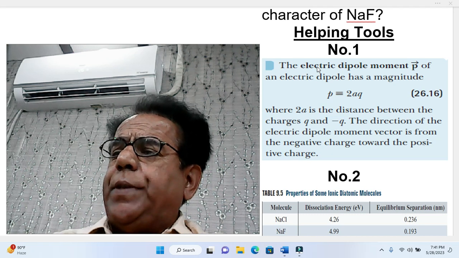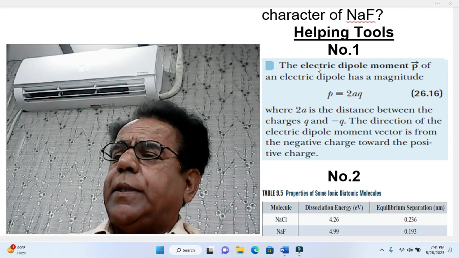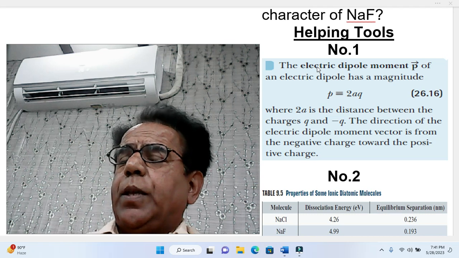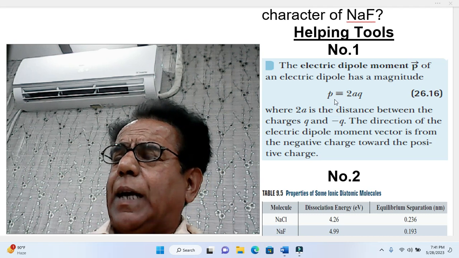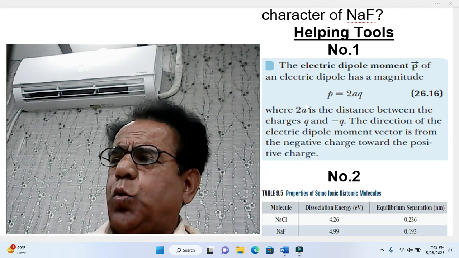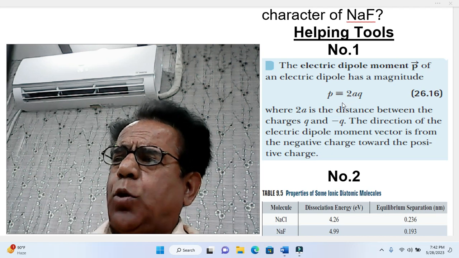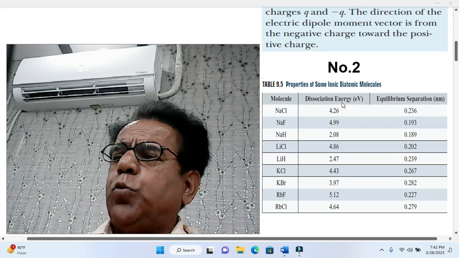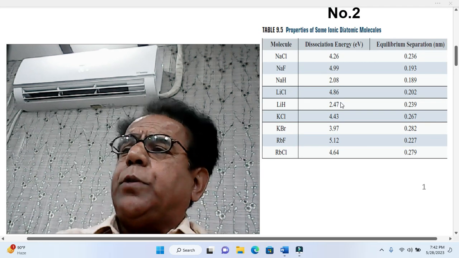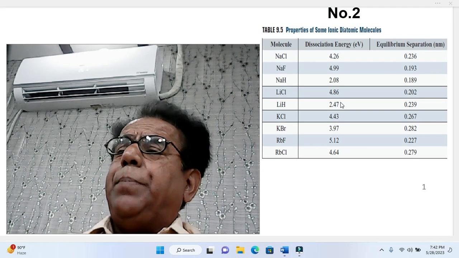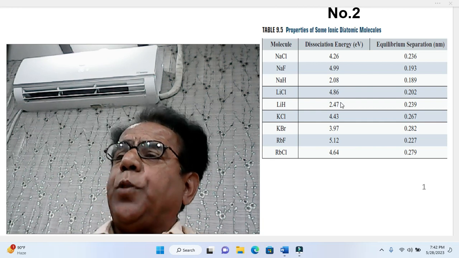The direction of the electric dipole moment vector is from the negative charge toward the positive charge. We will not exactly follow this equation, but our philosophy will be exactly of this nature. Now we move to helping tool number 2. This is a table, and the table is about properties of some ionic diatomic molecules.